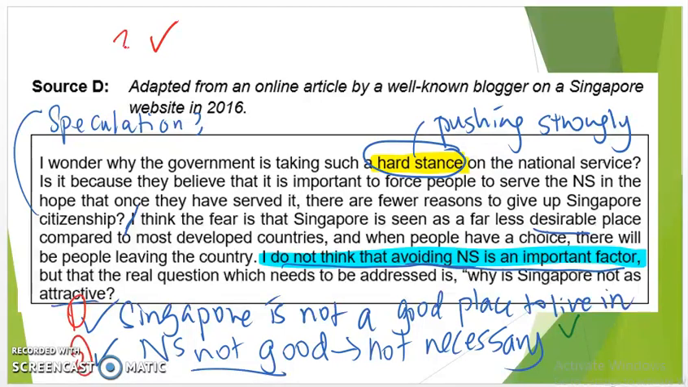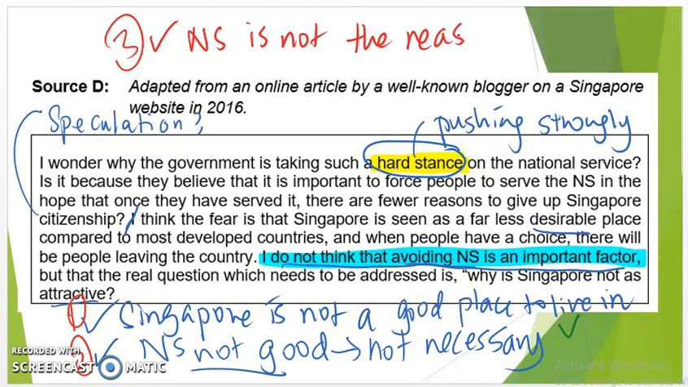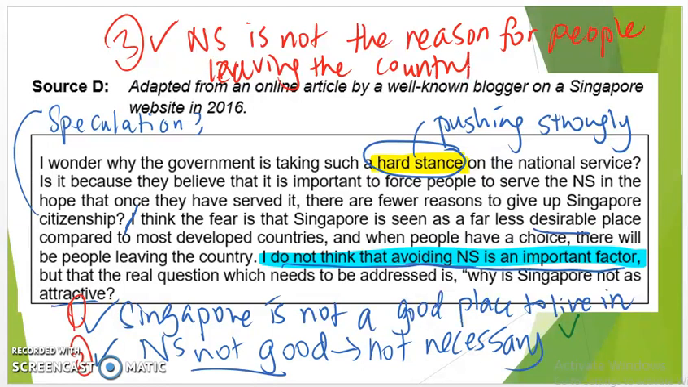Inference number 2. Inference number 3 is that he also finds that avoiding NS is not something that is very important. So NS is not the reason for people leaving the country. This is not an important reason for people leaving the country. This is what this person is trying to say.